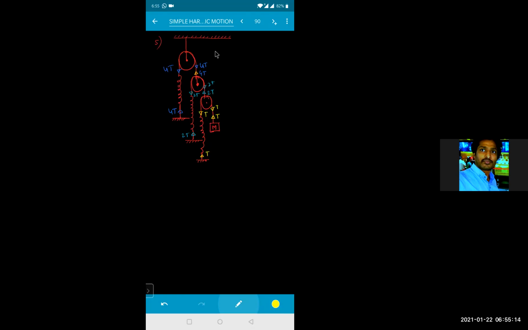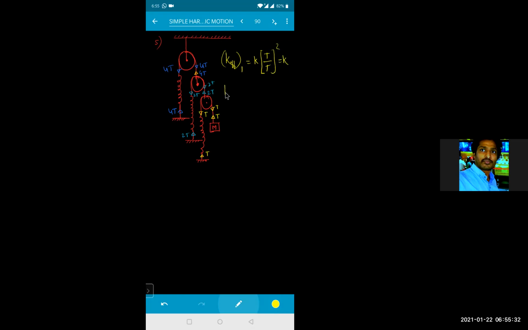So now I need to calculate the K effectives for all of them. So K effective 1 will be equal to how much? K effective 1 is equal to K into, I'm taking the first block, beta, T by T, whole square. That comes out to be how much for me?